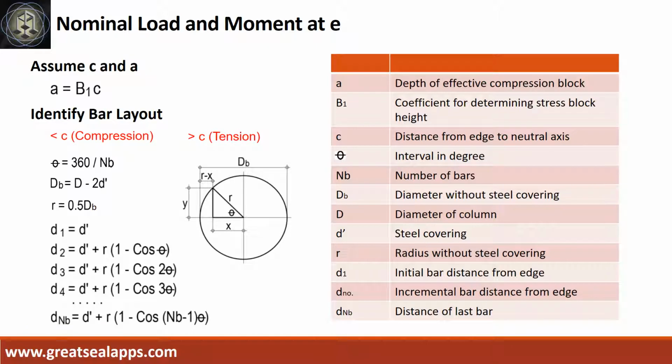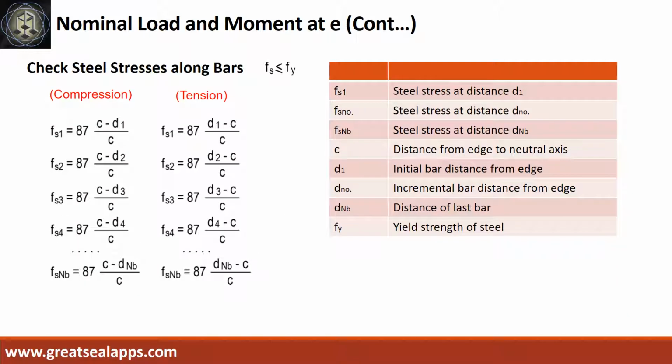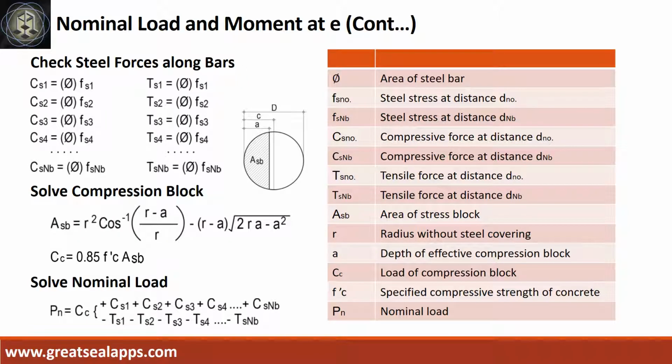Assume a value of neutral axis C that will correspond to the given eccentricity. Identify each bar distance from neutral axis and its force type. Get the steel stresses of each bar with corresponding force type, which should not exceed Fy. From the steel stresses, get the forces of each bar by multiplying the area of steel bars from the stresses.